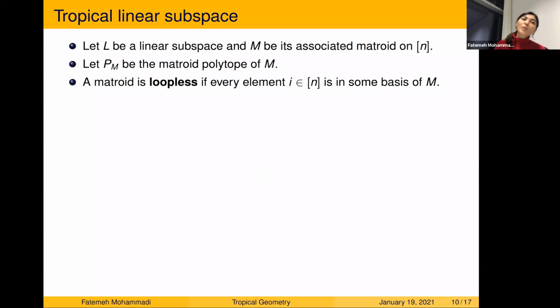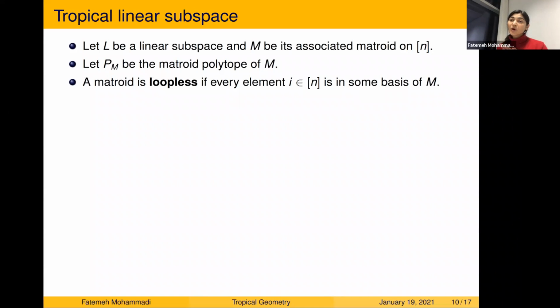Now let's go back to the tropical linear subspace. If you have a linear subspace, you take the representation by a matrix, which already comes with an associated matroid, and this matroid has a polytope attached to it. We say a matroid is loopless if every element is in some basis of M. Another thing I have to repeat is the definition of the matroid polytope: it is the convex hull of all these basis elements.